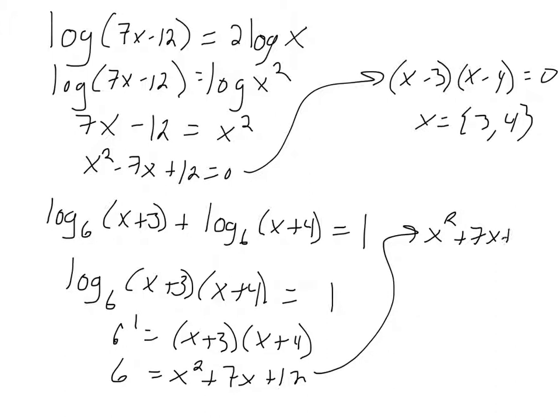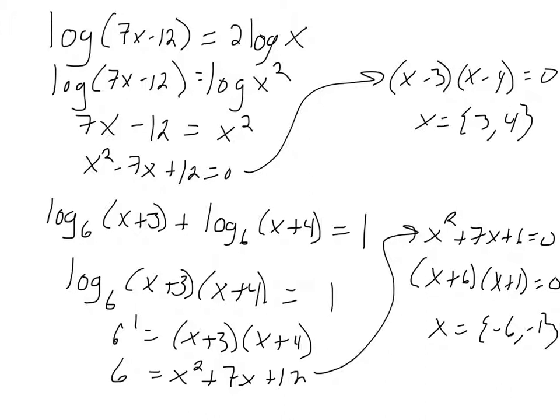All right, so plus 6 equals 0. And so we want to go ahead and factor that. So x plus 6 times x plus 1. So x equals negative 6 and negative 1.